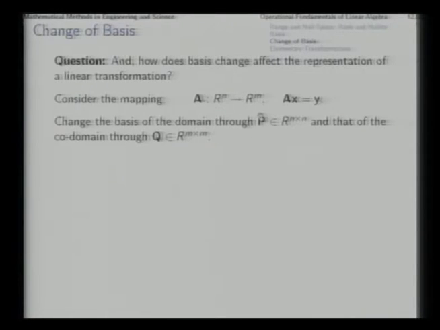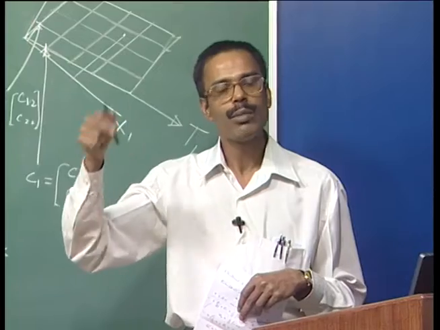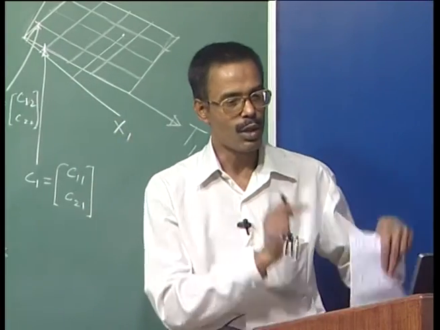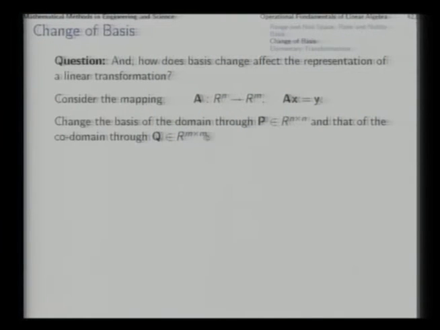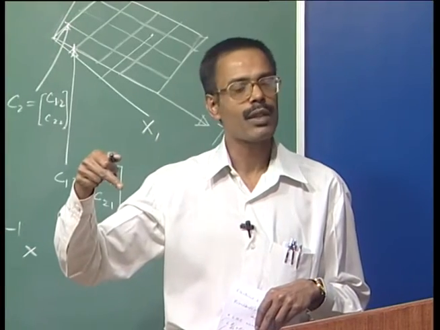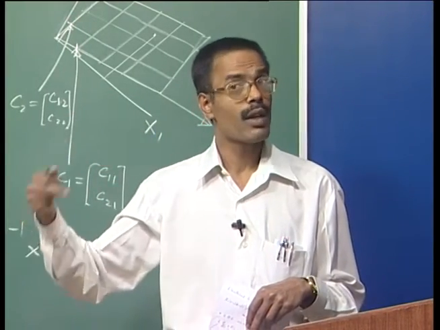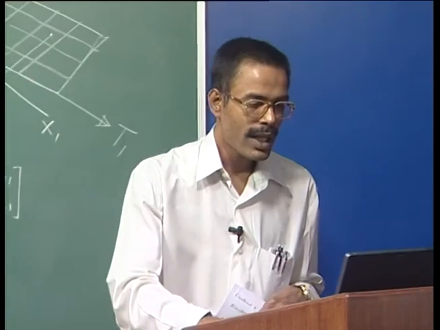Now, we change the basis of the domain through a matrix P. That means, P will be an n by n matrix with its columns as the new basis members for the domain. Similarly, Q will be another square matrix of m by m size, in which the columns will be the basis vectors for the codomain, that is for y.